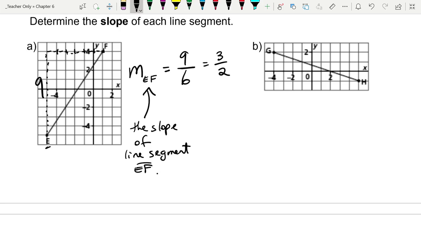All right, let's calculate the slope from G to H. This time, to get from G to H, I have to go down 3 units. So my rise is a negative number. I have to go down 3. And then I have a run of 1, 2, 3, 4, 5, 6, 7, 8, 9. Once again, I get a fraction I can simplify to -1/3.